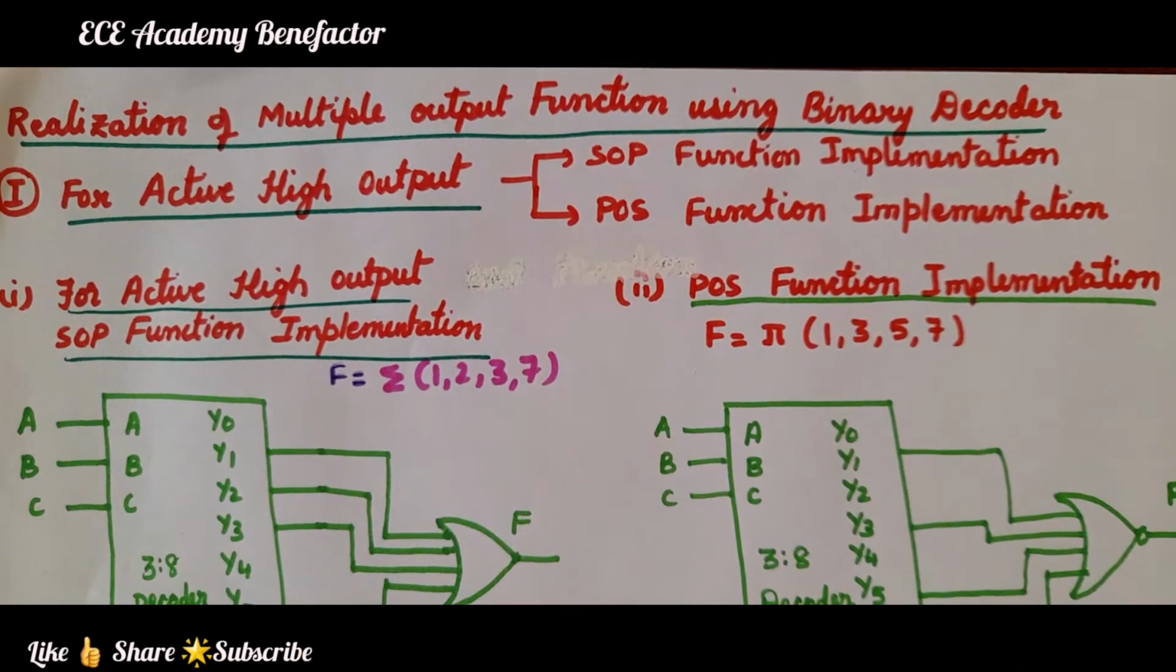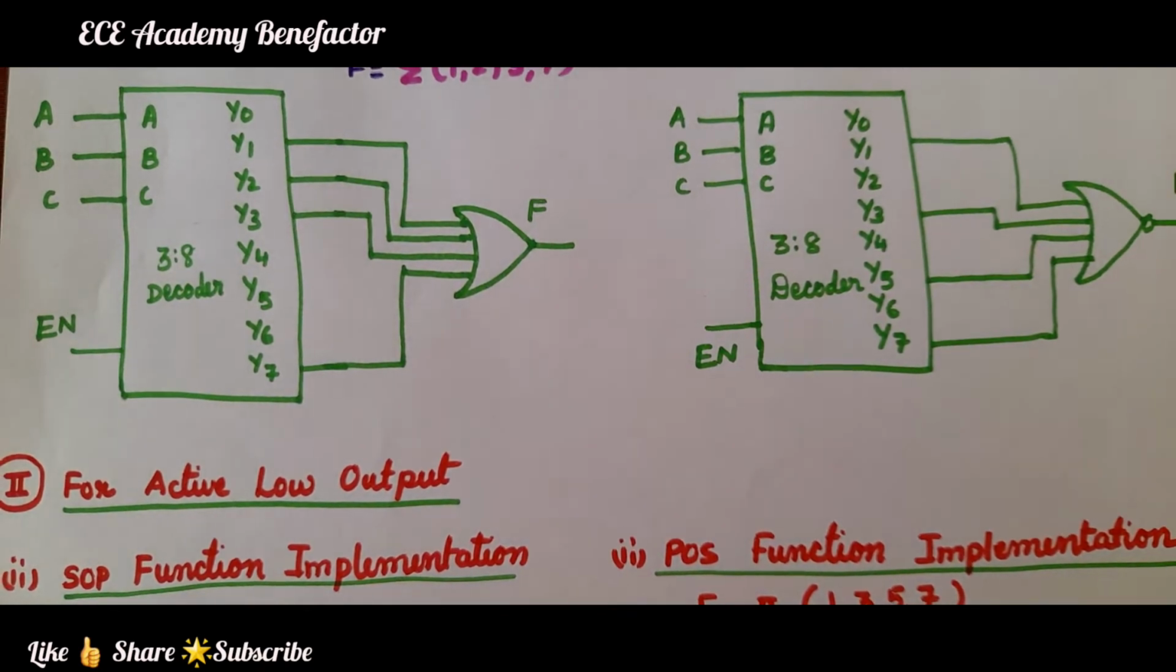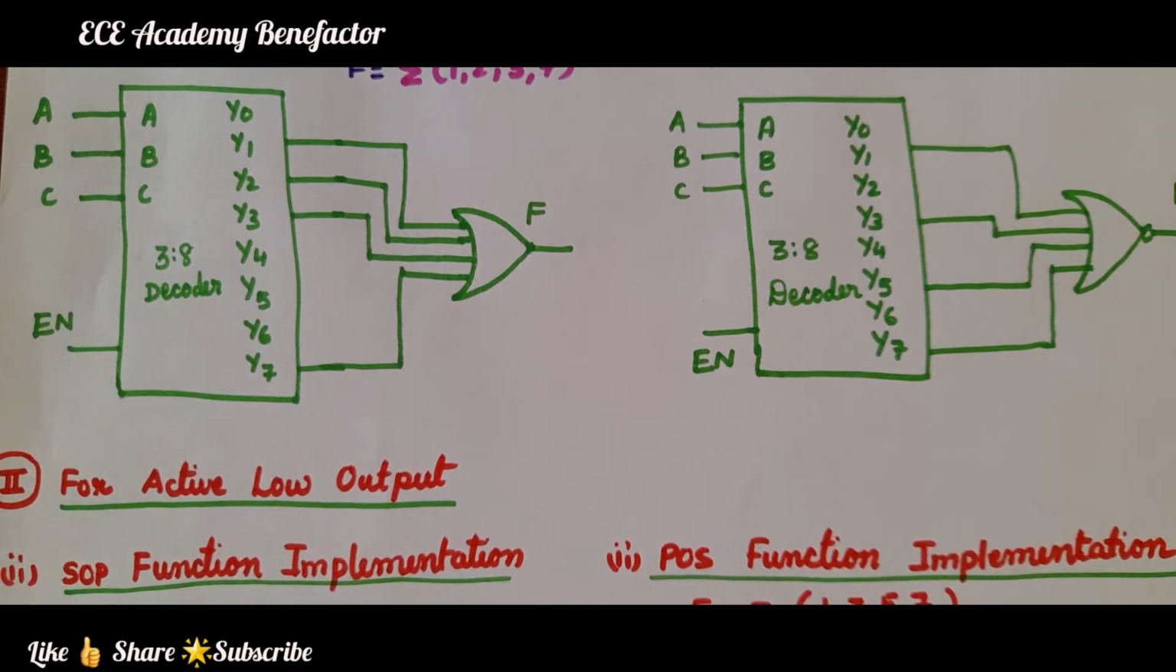In this class we will be seeing realization of multiple output function using binary decoders. We can have two conditions, one is for active high output and the second one is active low output. We will be seeing how, under these two conditions, to implement multiple output functions using a decoder.